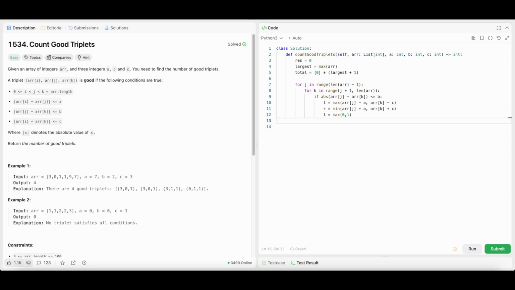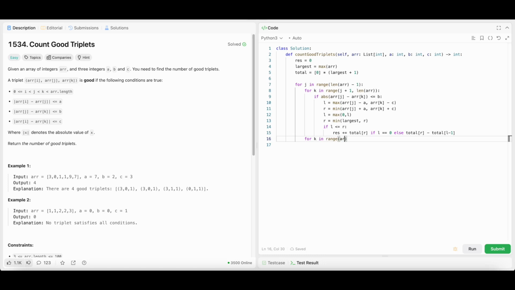So left would be the max of 0 and left. Right would be the minimum of largest and right. And if left is less than or equal to right, then we can add to the result. So total of right if left is equal to 0. Else we will take the total of the right minus the total of left minus 1, because left would be j or more and minus 1 would be where I is valid.